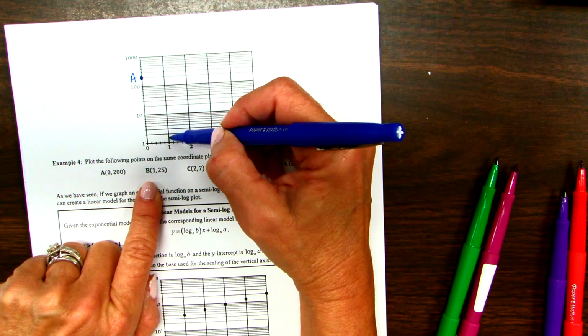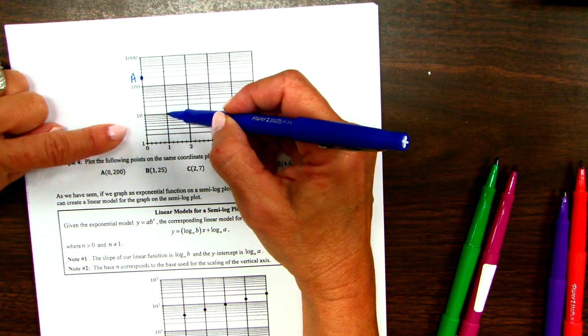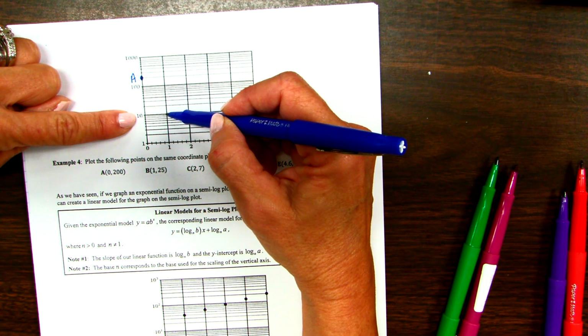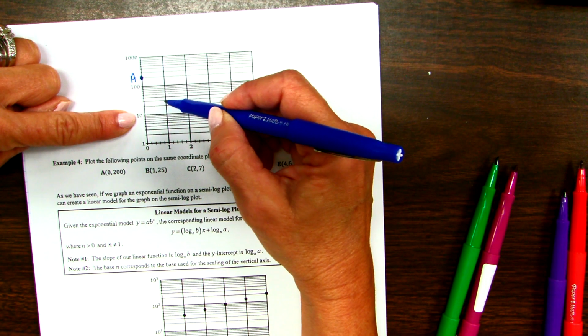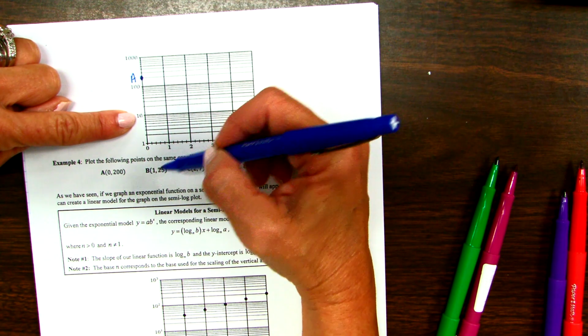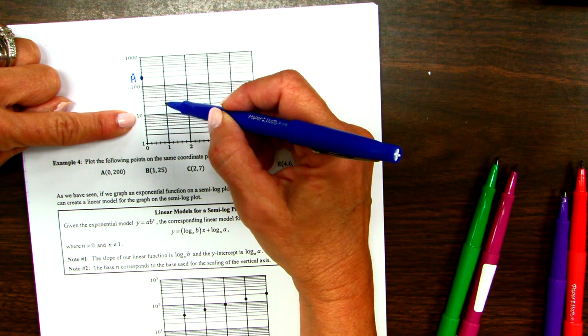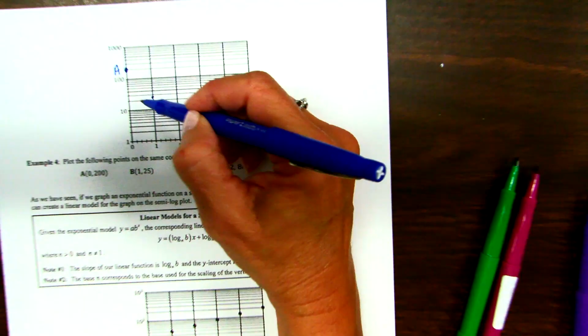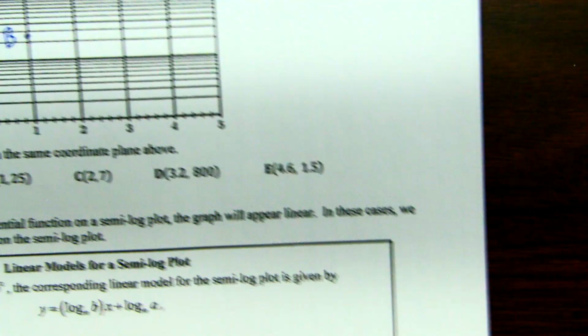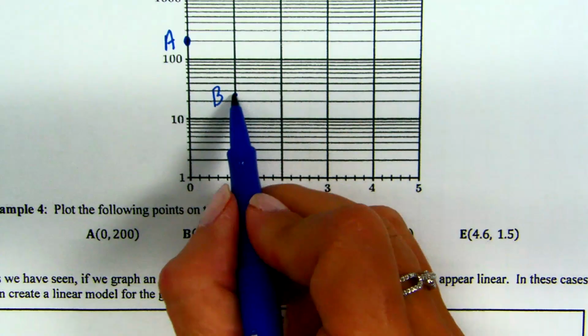125, so that's going to be between 10 and 100. Once I get to 10, I'm counting by tens, right? This is 10, 20, 30, 40, and so on. So 125 will be in the middle of 20 and 30. Stop me if you're missing something here.